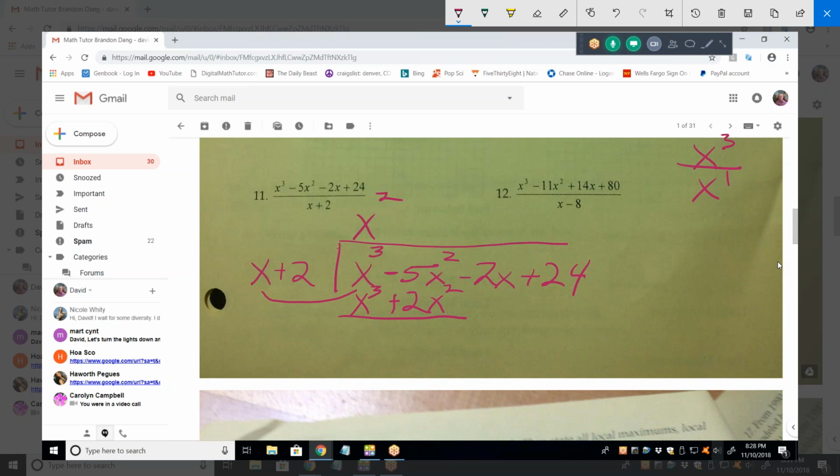I got minus 5 minus a 2. Right? In other words, I'm subtracting, so there's a subtraction sign between those two terms. Well, x cubed minus x cubed is 0. But what's minus 5x squared minus 2x squared?